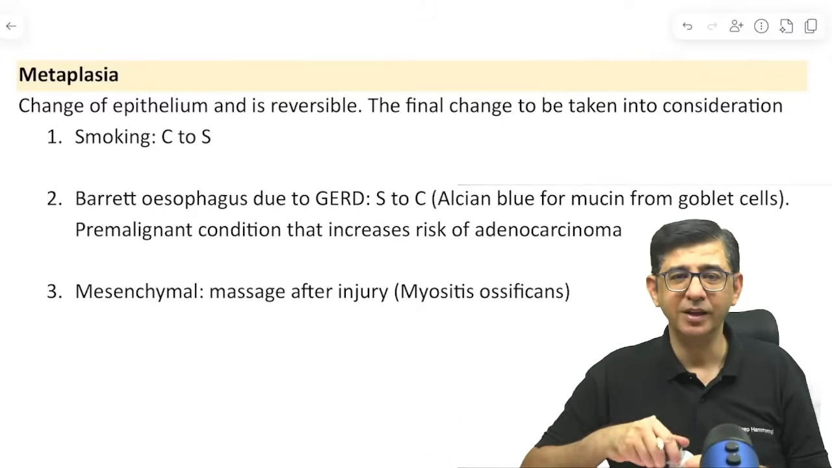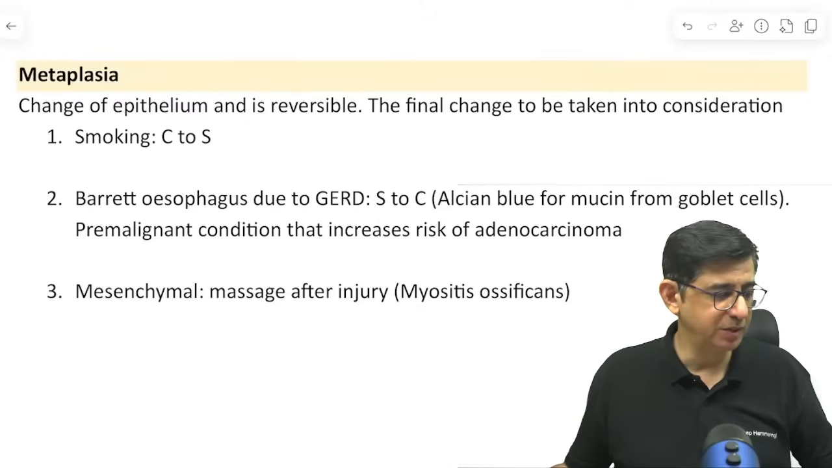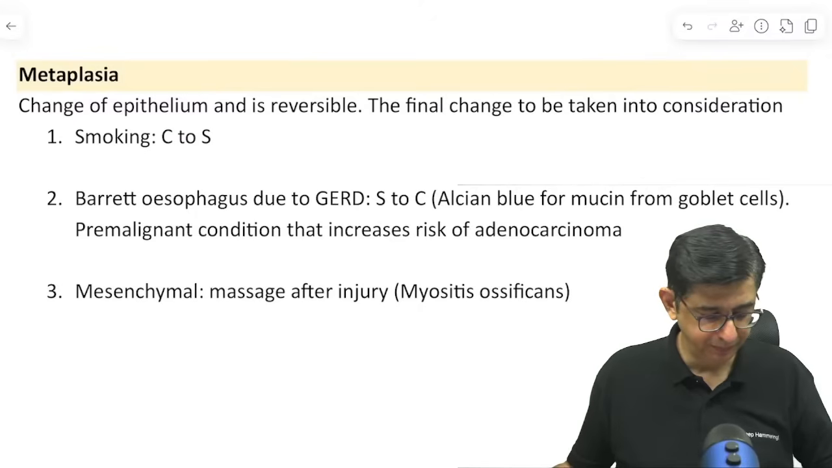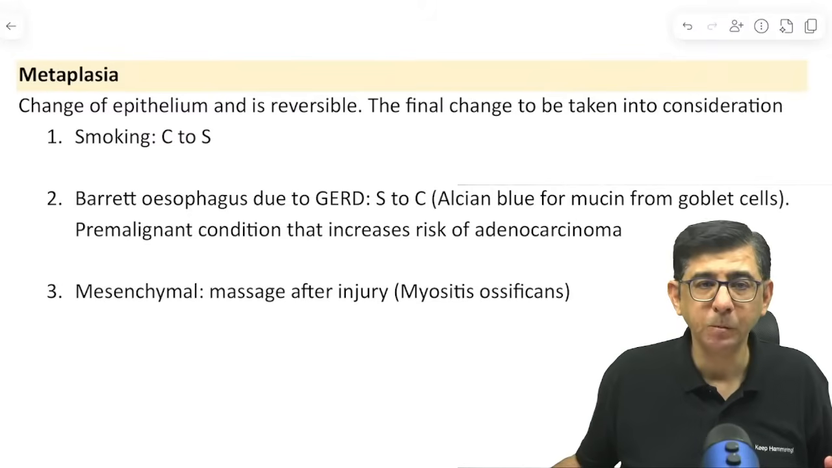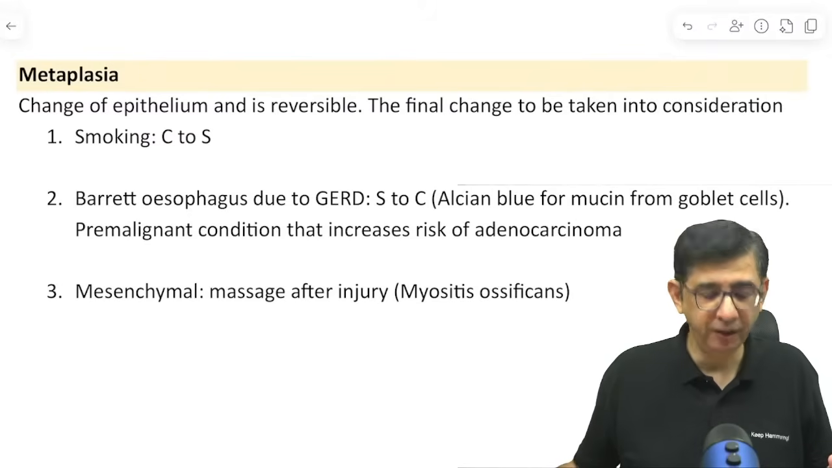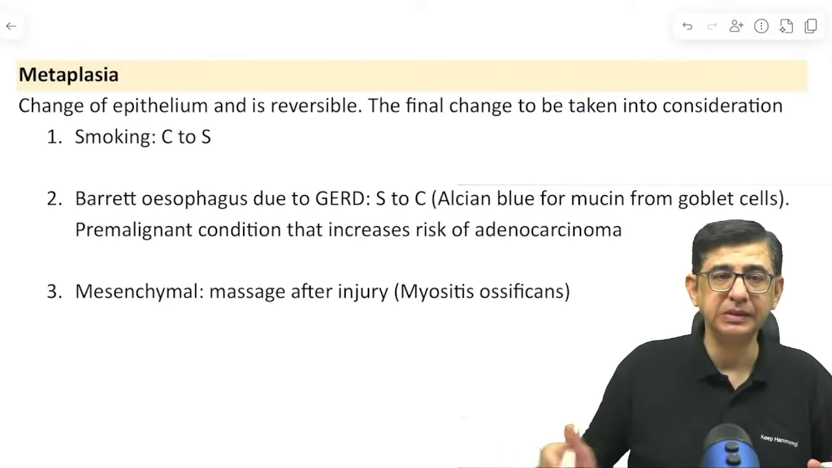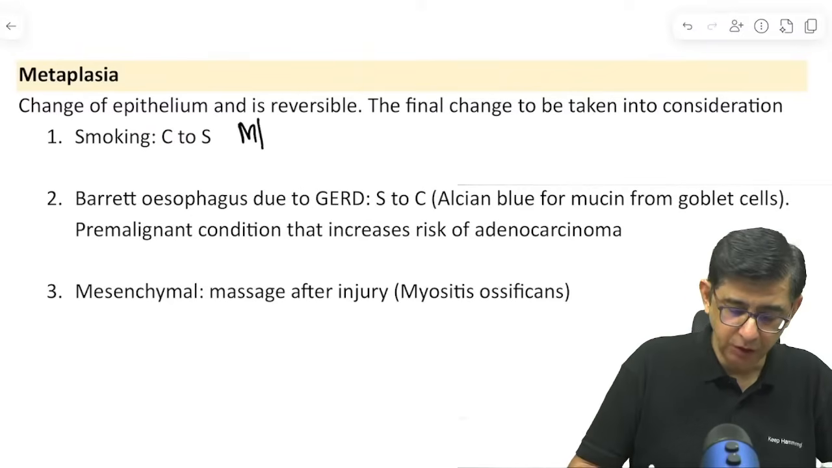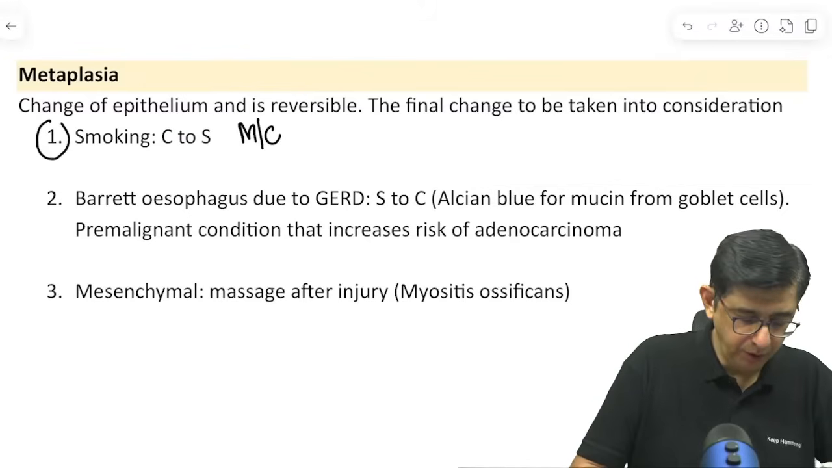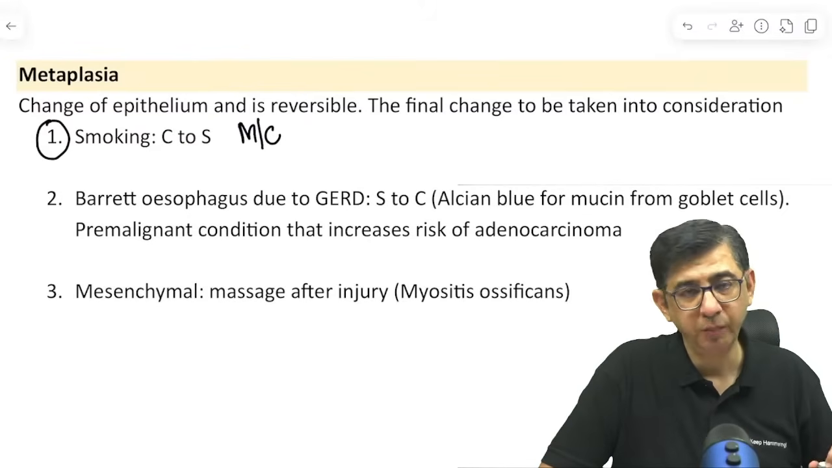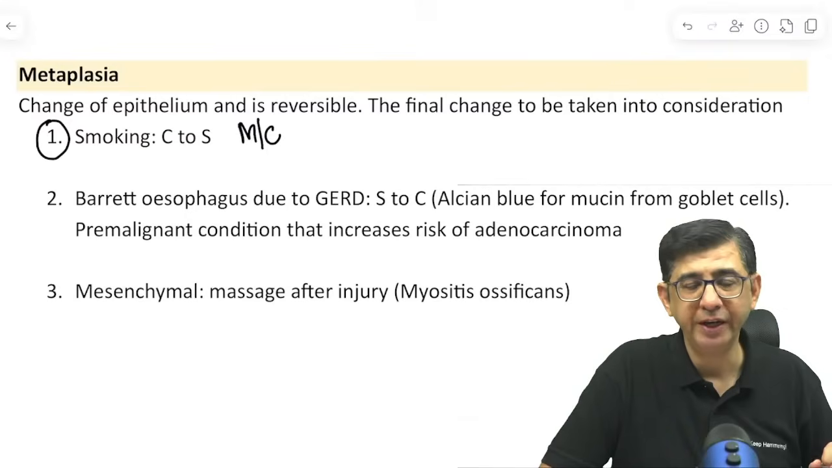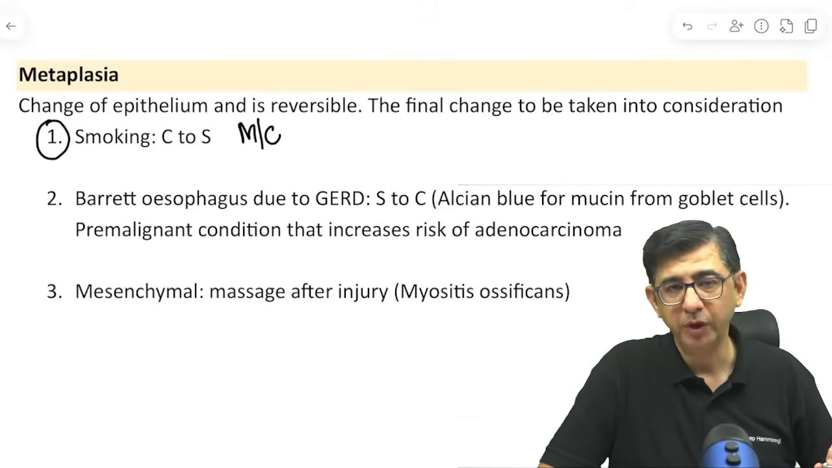Yes, squamous to columnar and columnar to squamous for metaplasia. Waiting. The most common variety is not squamous to columnar. The most common one is columnar to squamous. The most common variety of metaplasia is columnar to squamous.